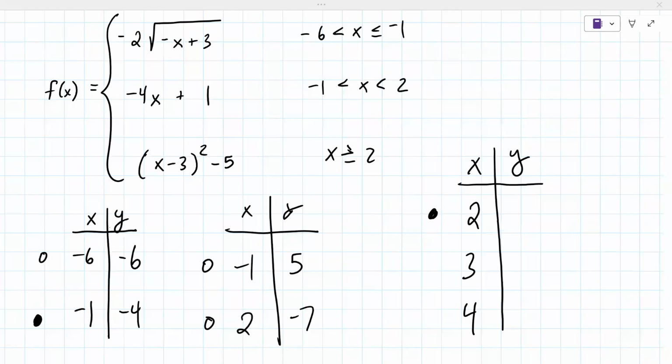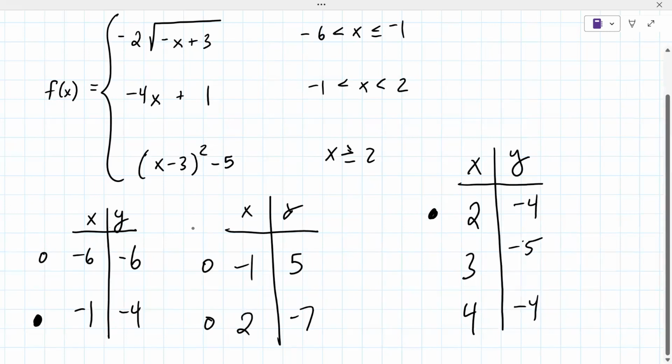So -4. Or, yeah. -5. And then probably -6. But I recommend trying the number, not good to guess. 4 minus 3 is 1. 1 squared is 1. 1 minus 5 is -4.